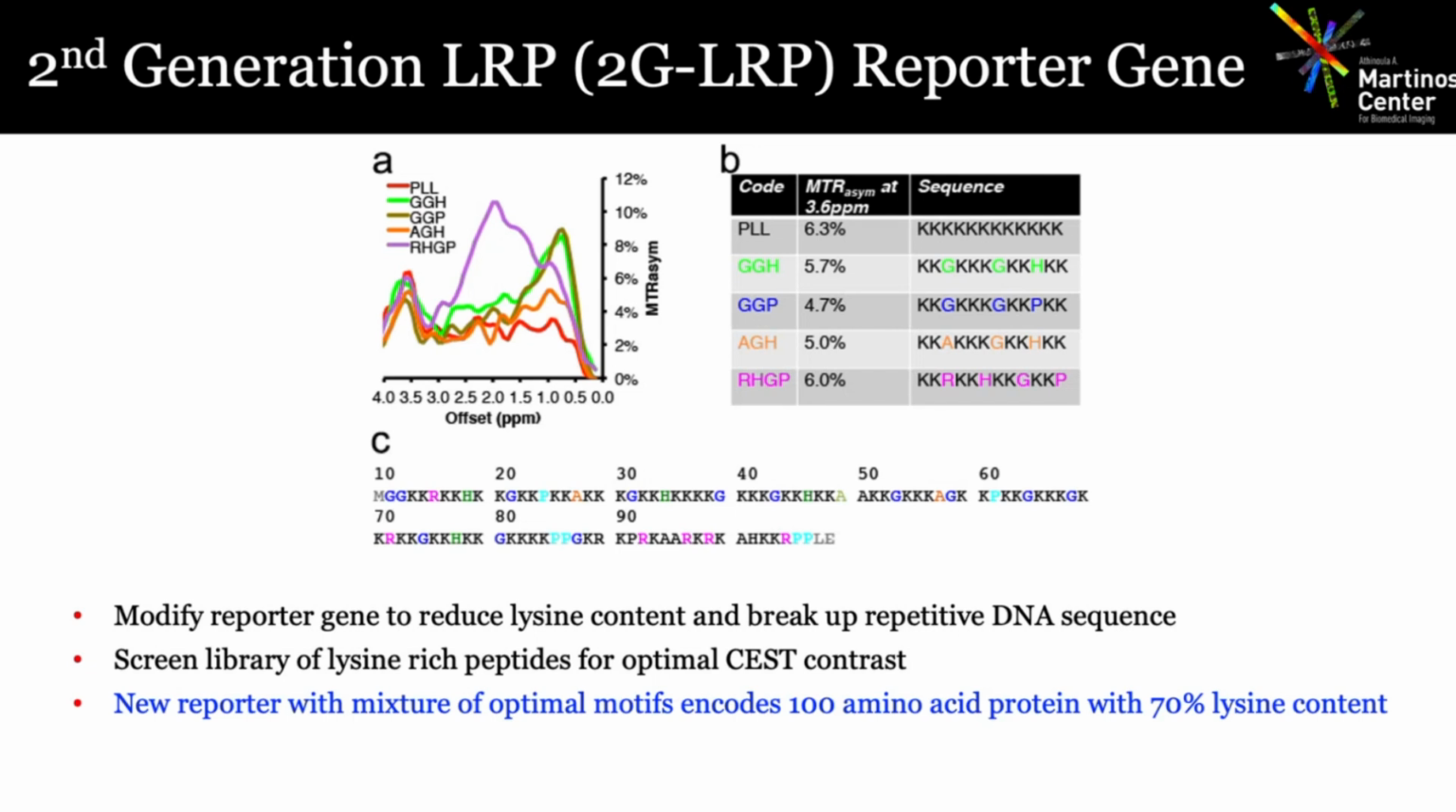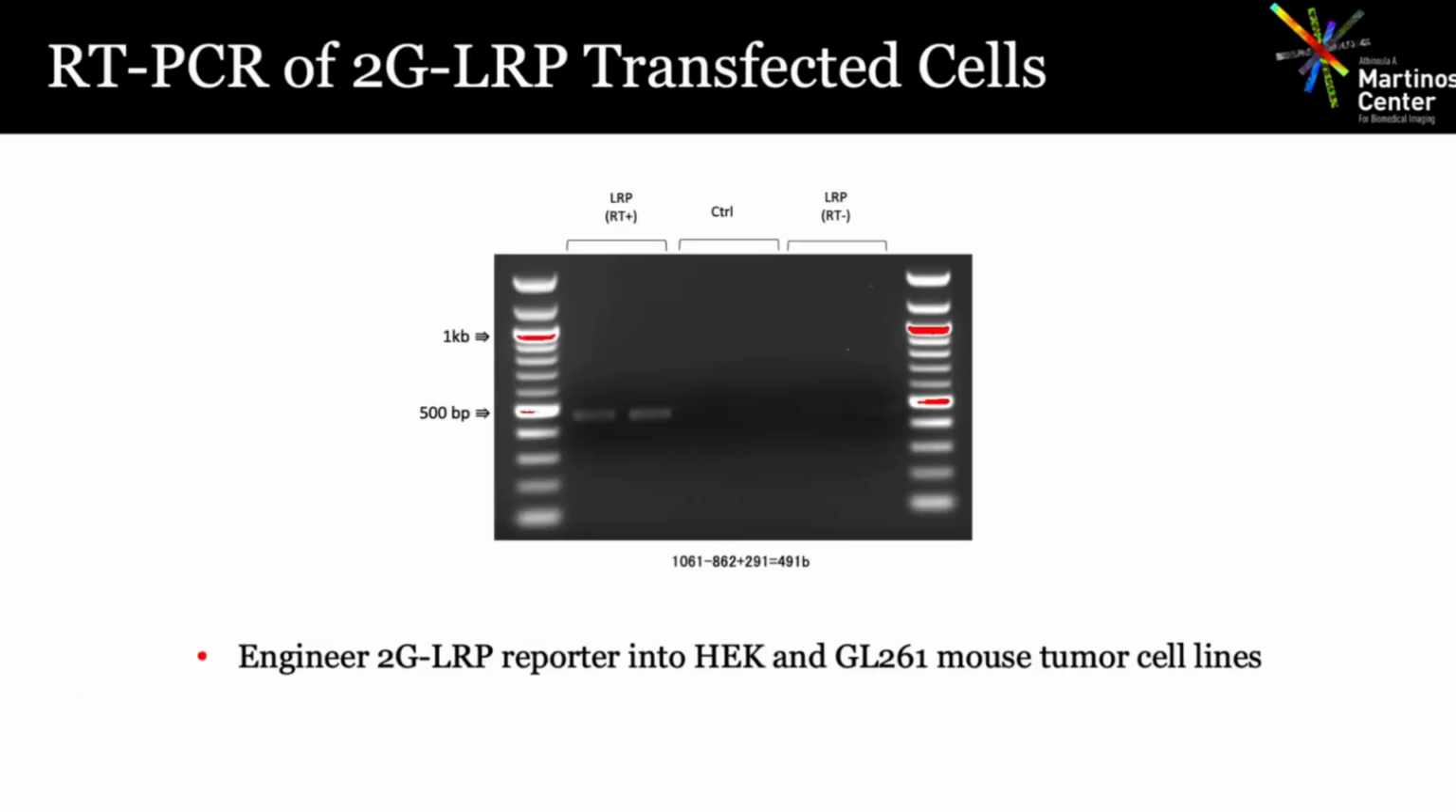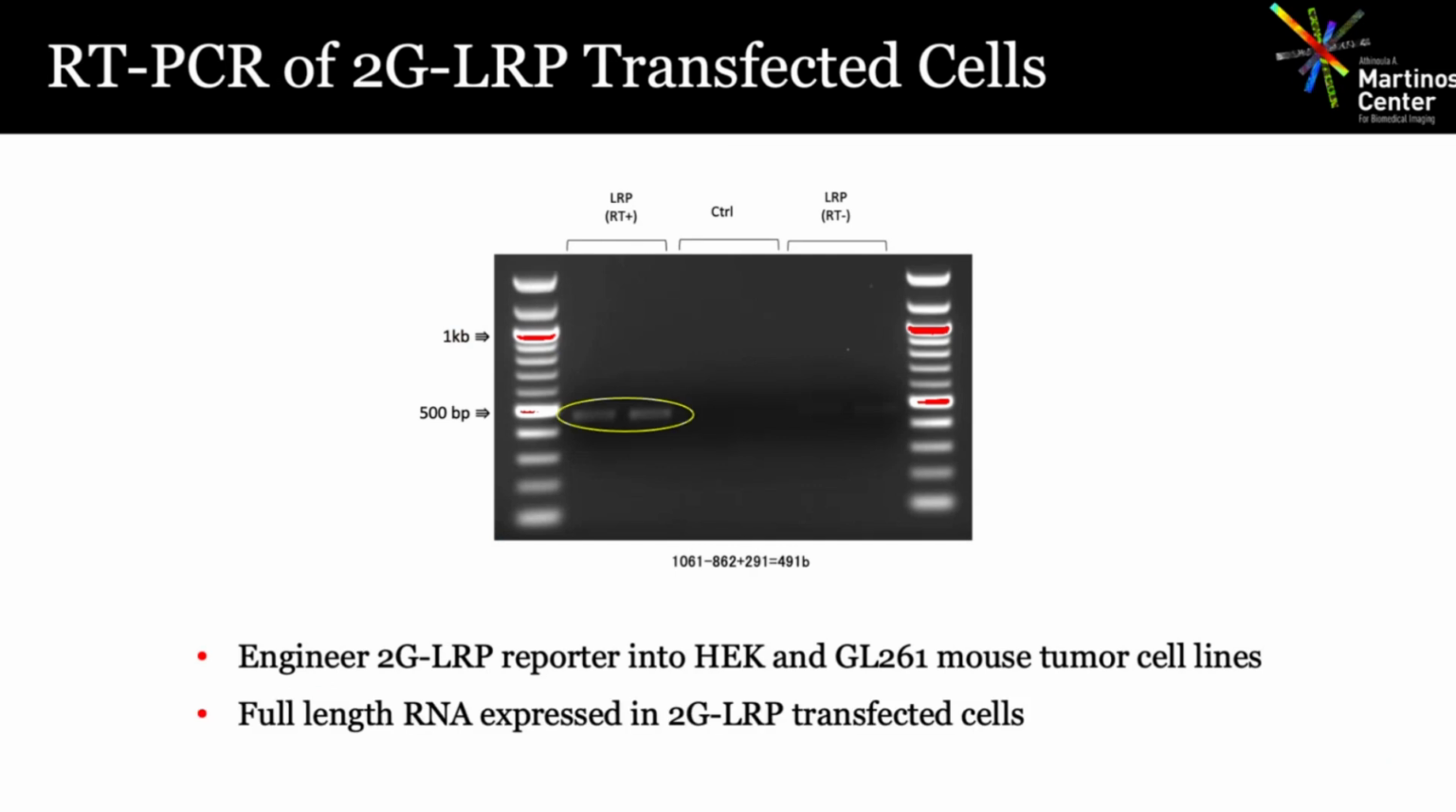This is the new reporter protein. It's smaller, it's only 100 amino acids, with 70% lysine content. But it has no DNA repeats and no GC-rich regions. It's a much more stable protein. It's less highly charged. These should all make it much better as a reporter. And you can see here that we get full-length RNA expressed, just a single band observed. We don't get all these truncated fragments.